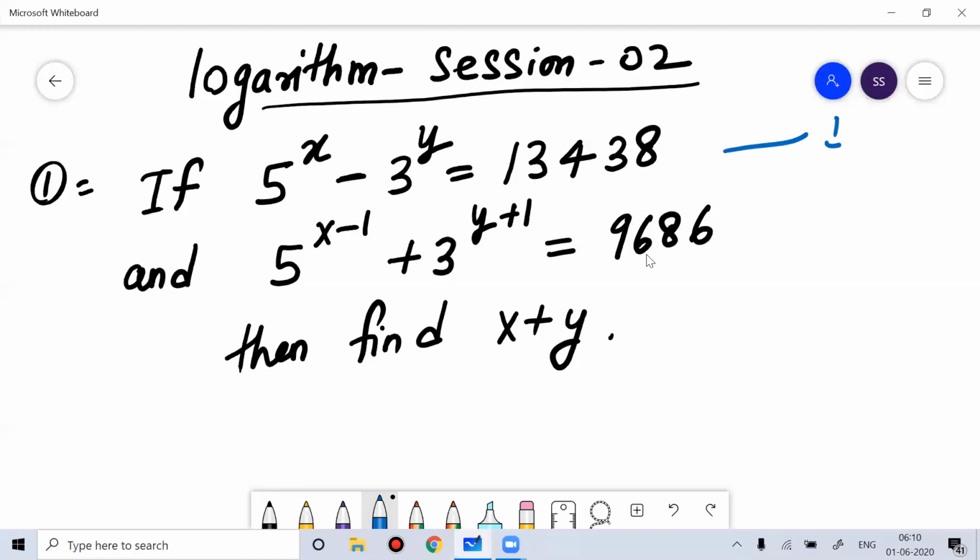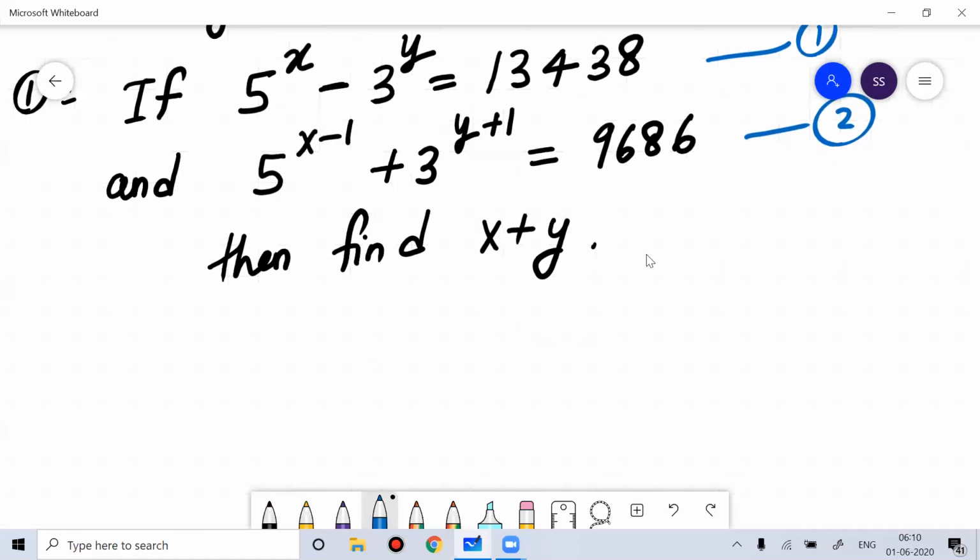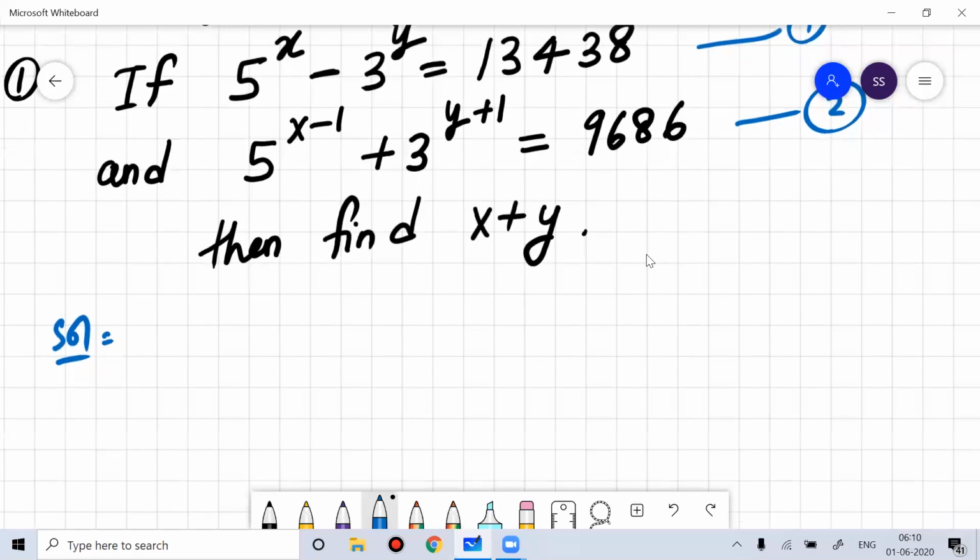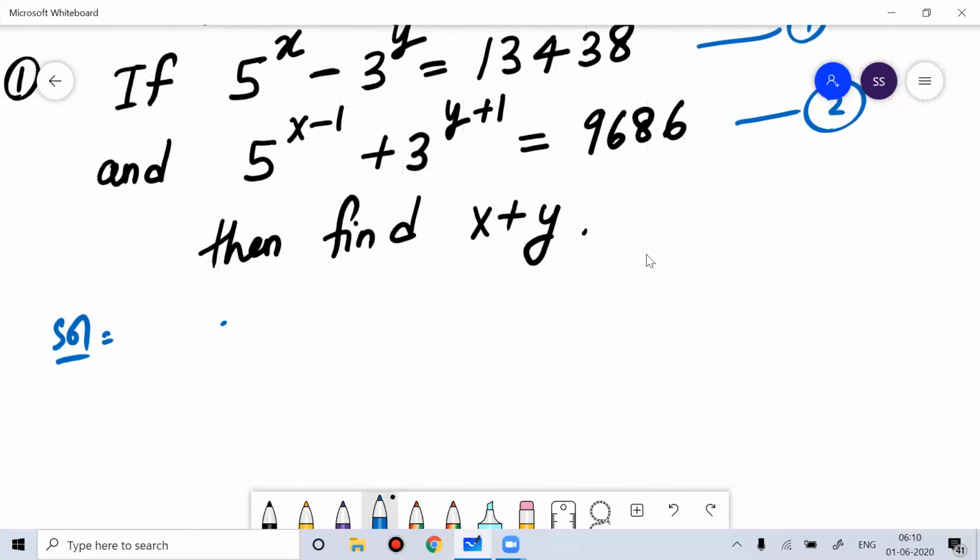Suppose this is equation 1 and this is equation 2. For the time being, let's ignore equation 2 and focus on equation 1. Actually, let's ignore equation 1 and focus on equation 2. So if I see this problem, 5 to the power x minus 1 plus 3 to the power y plus 1 is equal to 9686.